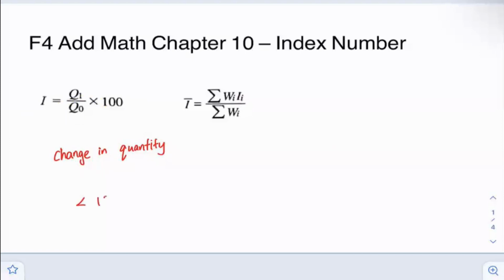So the index number of any other time is in proportion with this 100. If the index number is less than 100, it means a decreased trend. If an index number is equal to 100, it means no change, so Q1 divided by Q0 is 1. If you have more than 100, it means an increased trend.